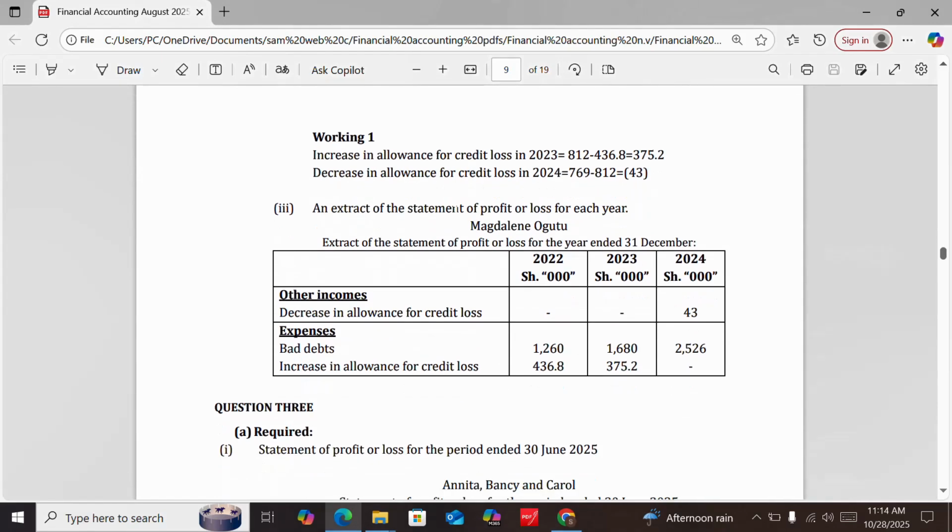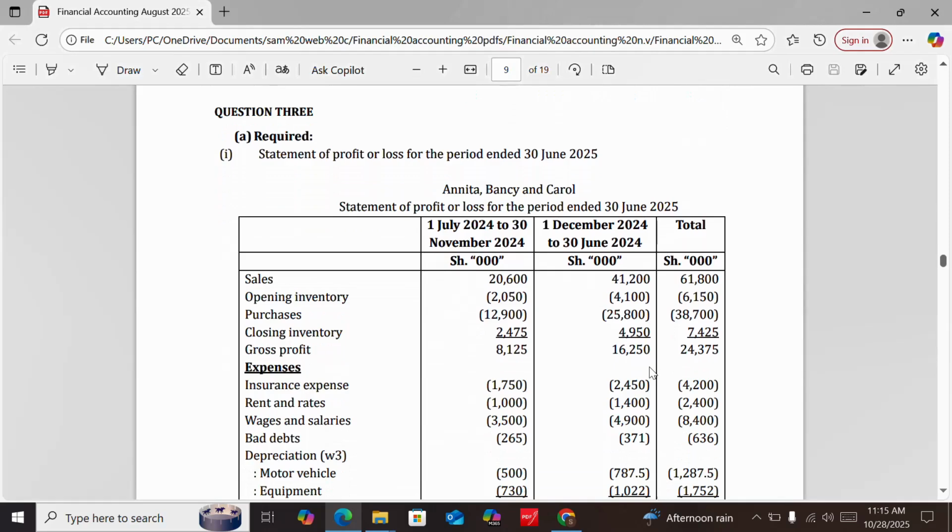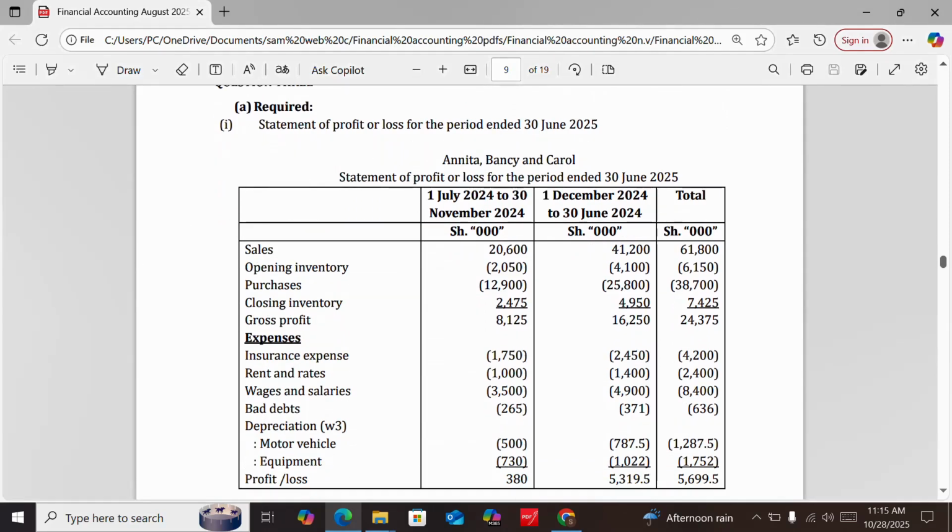Then we have the extract of the statement of profit or loss for the 3 years ended 31st December 2022, 2023, and 2024. Decrease in allowance for creditors is usually indicated in the other incomes. Then we have expenses, we have bad debt, and increase in allowance for credit loss. Then we go to question 3, the statement of profit or loss for the partners Anita, Bansi, and Carlo.